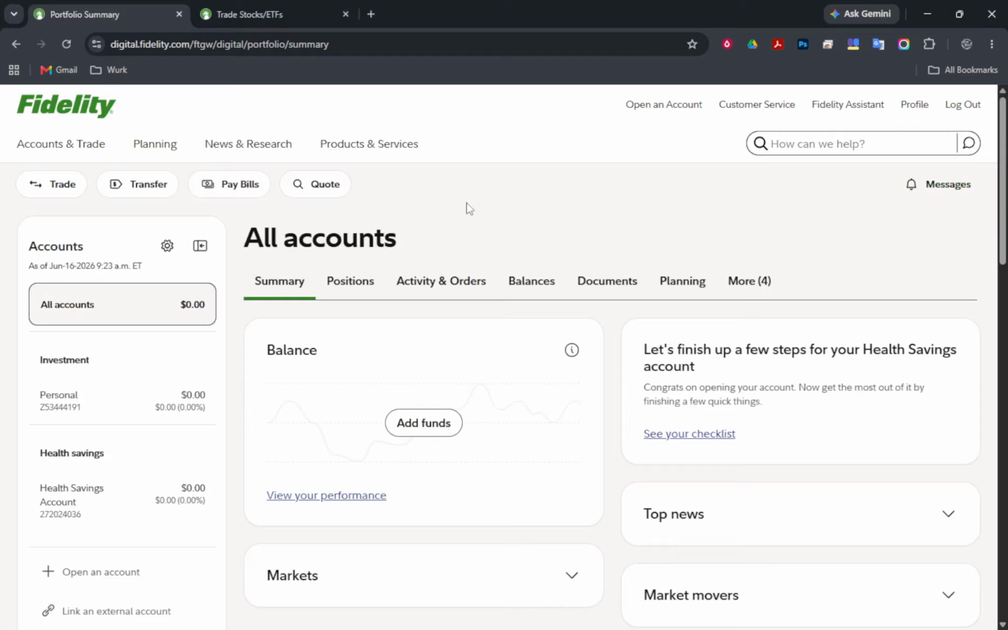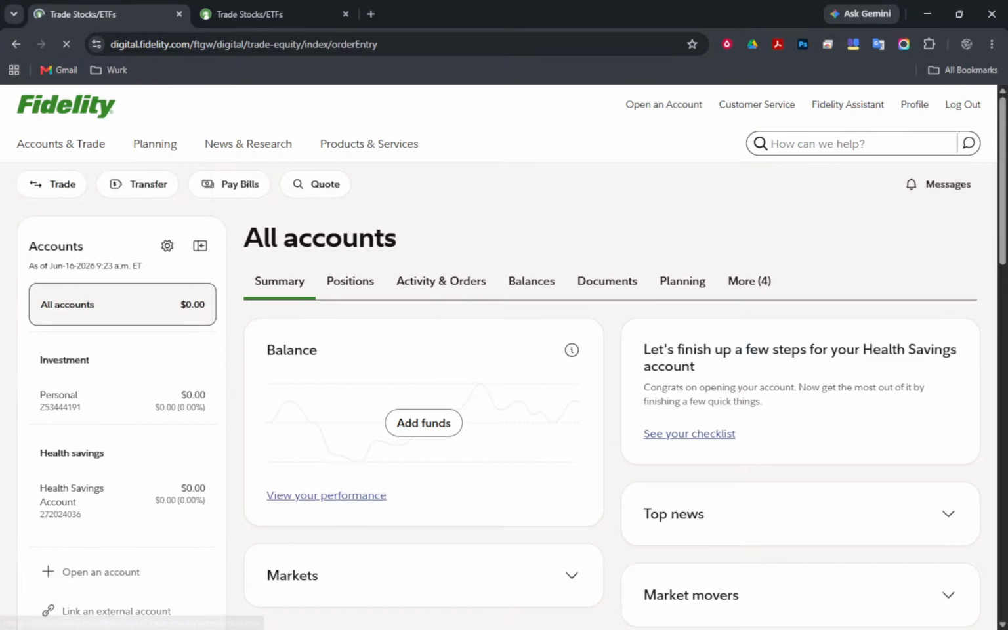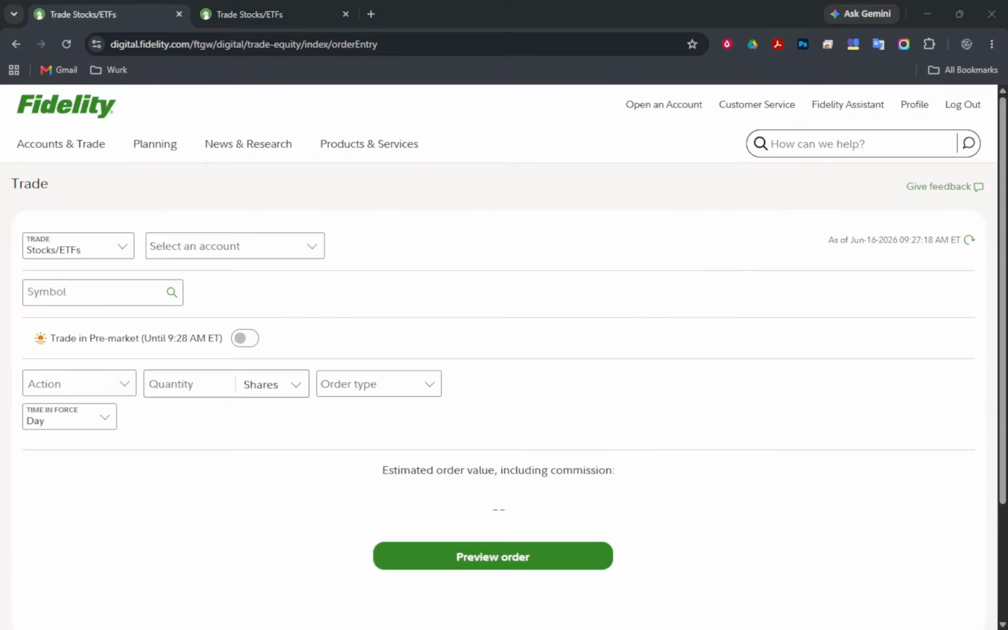First, we'll begin by logging in. Sign in to your Fidelity account. Once you're logged in, navigate to the Accounts and Trade section, then click on Trade. Here, you'll want to select the account you wish to use for this transaction. Remember, choosing the right account is crucial because it ensures that your investment strategy aligns with your financial goals. With that taken care of, we can move on to the next step.